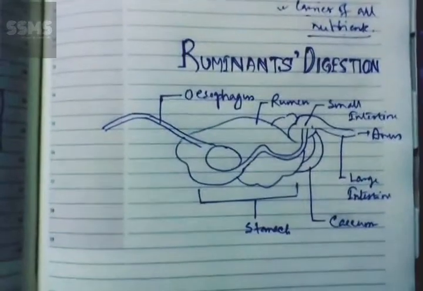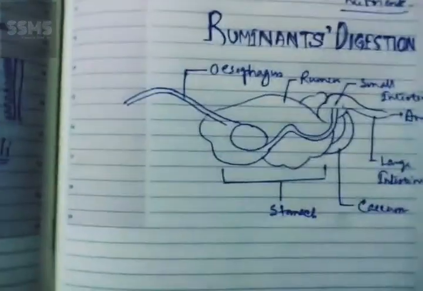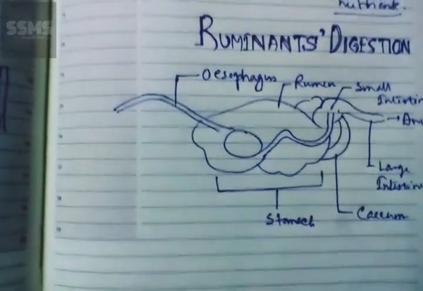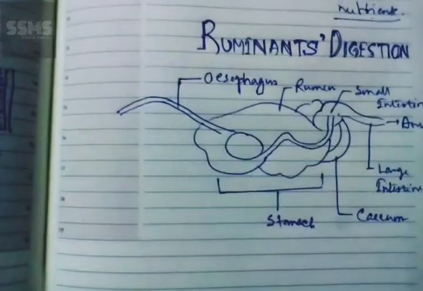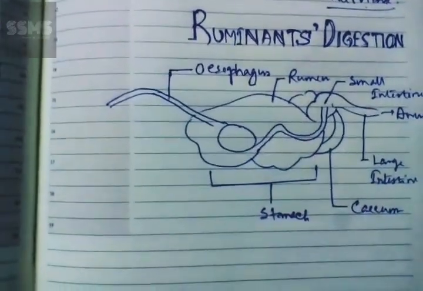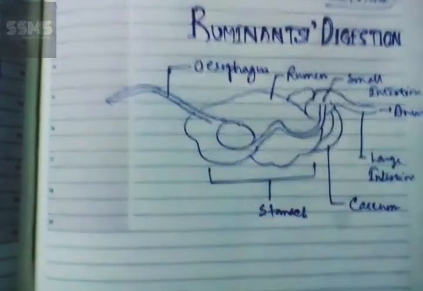Now we will discuss ruminant digestion. First of all, we have to understand who are called ruminants. Actually, ruminants are those animals, yes, you have heard the correct word, animals, that swallow the food without fully digesting it after having it.